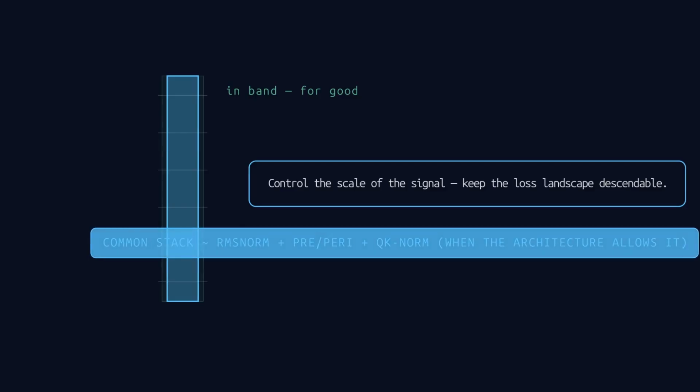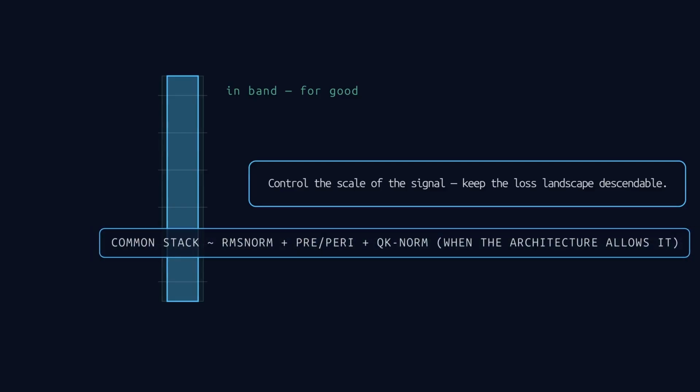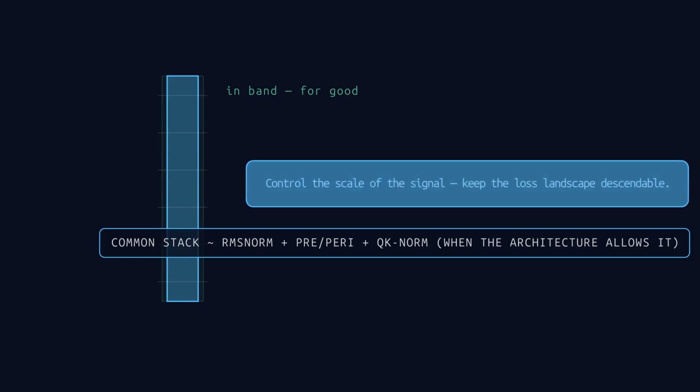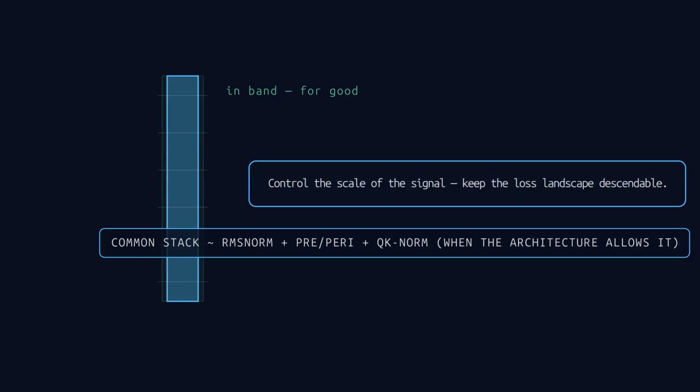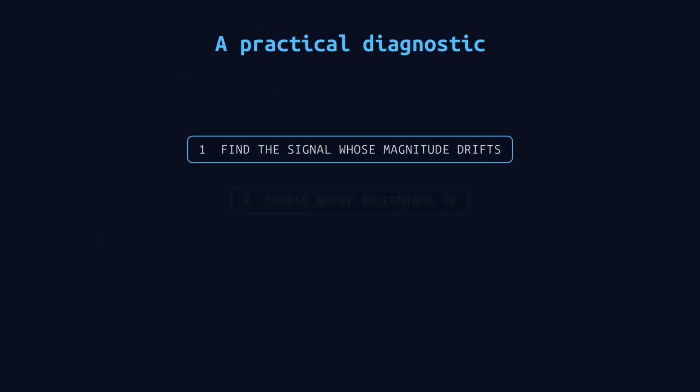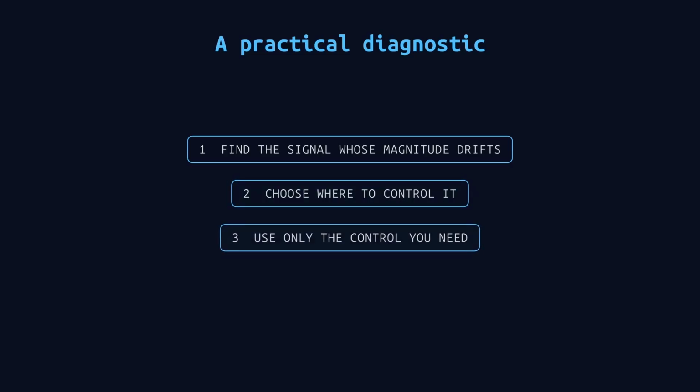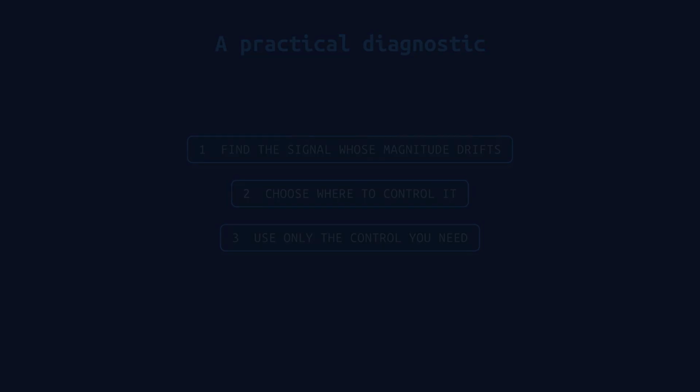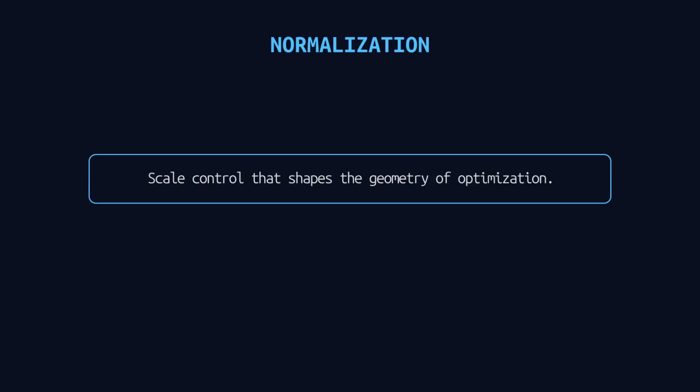Where does that leave us? A common stack is RMSNorm before or around residual blocks, plus QK-norm inside attention when the architecture allows it. But the stack is not the lesson. Ask three questions. Which signal's magnitude is drifting? Where should it be controlled? And how much control does the architecture need? Normalization is not bookkeeping. It shapes the geometry the optimizer sees, so signals survive depth and gradients can still lead downhill.